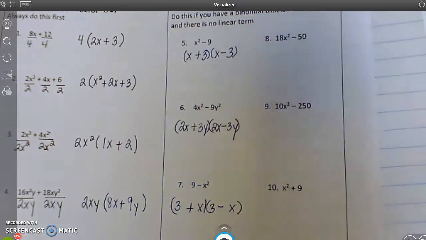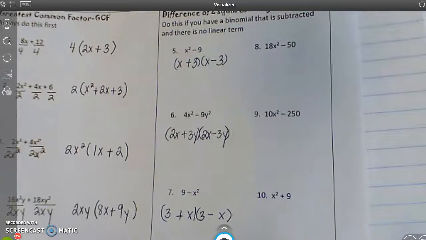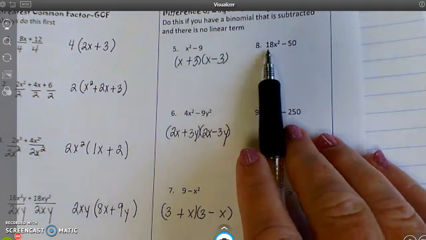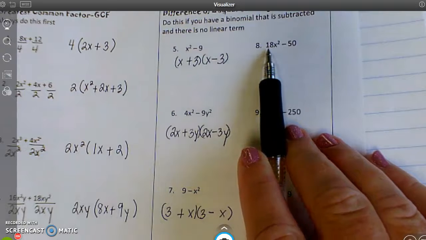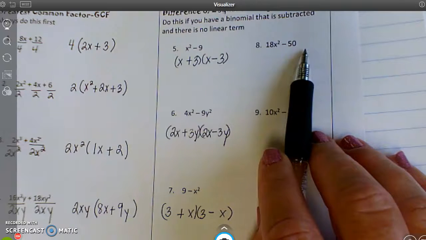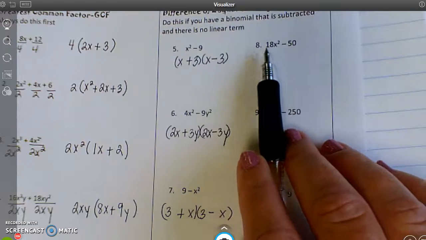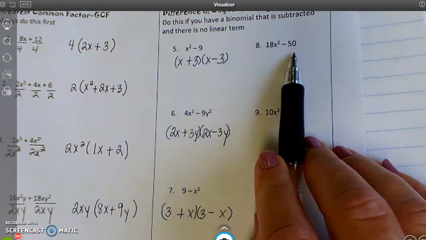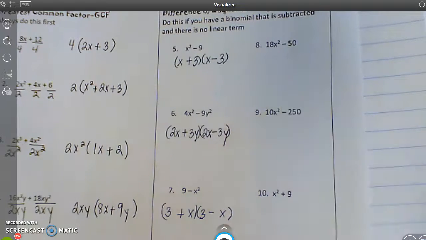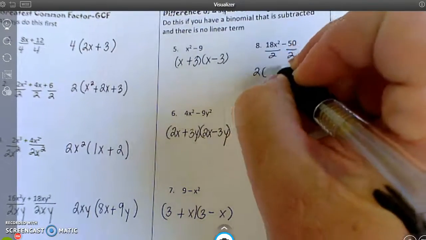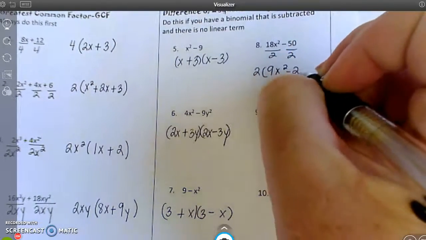Alright, 8 and 9 are just a tad bit different because on 8 and 9 you have to factor out the greatest common factor first. Okay? They're not squares. Like there's not two things that multiply to give me 18 or two things that multiply to give me 50. So I have to look at it. Well, 2 goes into 18 and 50. So let's factor using the greatest common factor first. Let's divide them both by 2. And that gives me 9x squared minus 25.